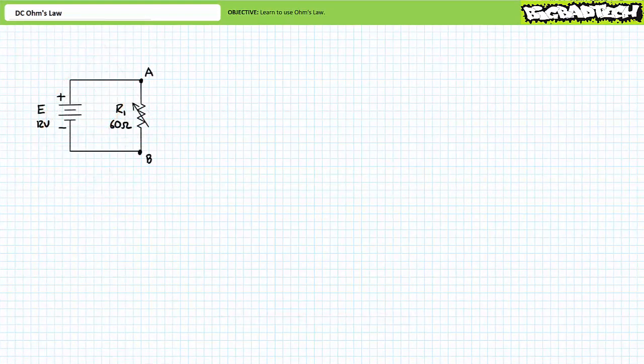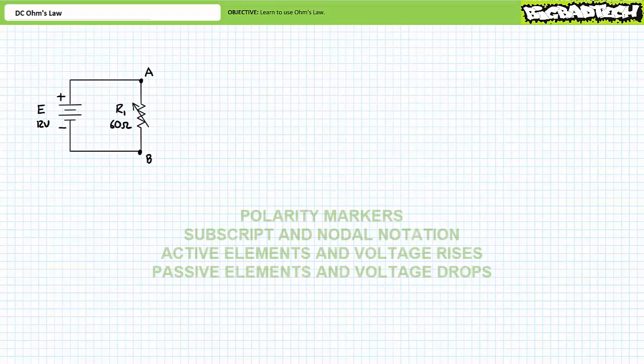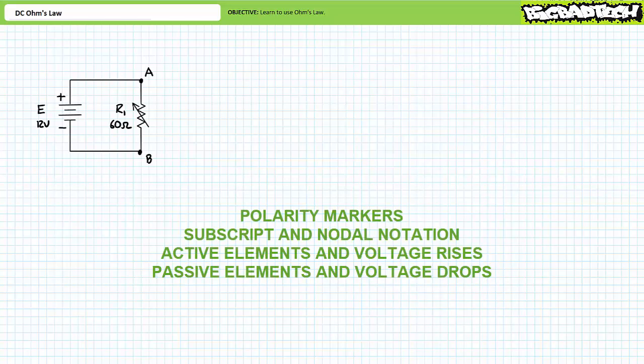Before we attempt some illustrated example problems of Ohm's Law, we need to discuss some important topics. Specifically, we need to introduce polarity markers and subscript and nodal notation. Additionally, we need to differentiate between a voltage rise and a voltage drop. These topics might seem a little unnecessary at this point, and even glaringly obvious given such simple circuits, but trust me, this brief orientation will make life much easier as we progress into more complicated circuits.